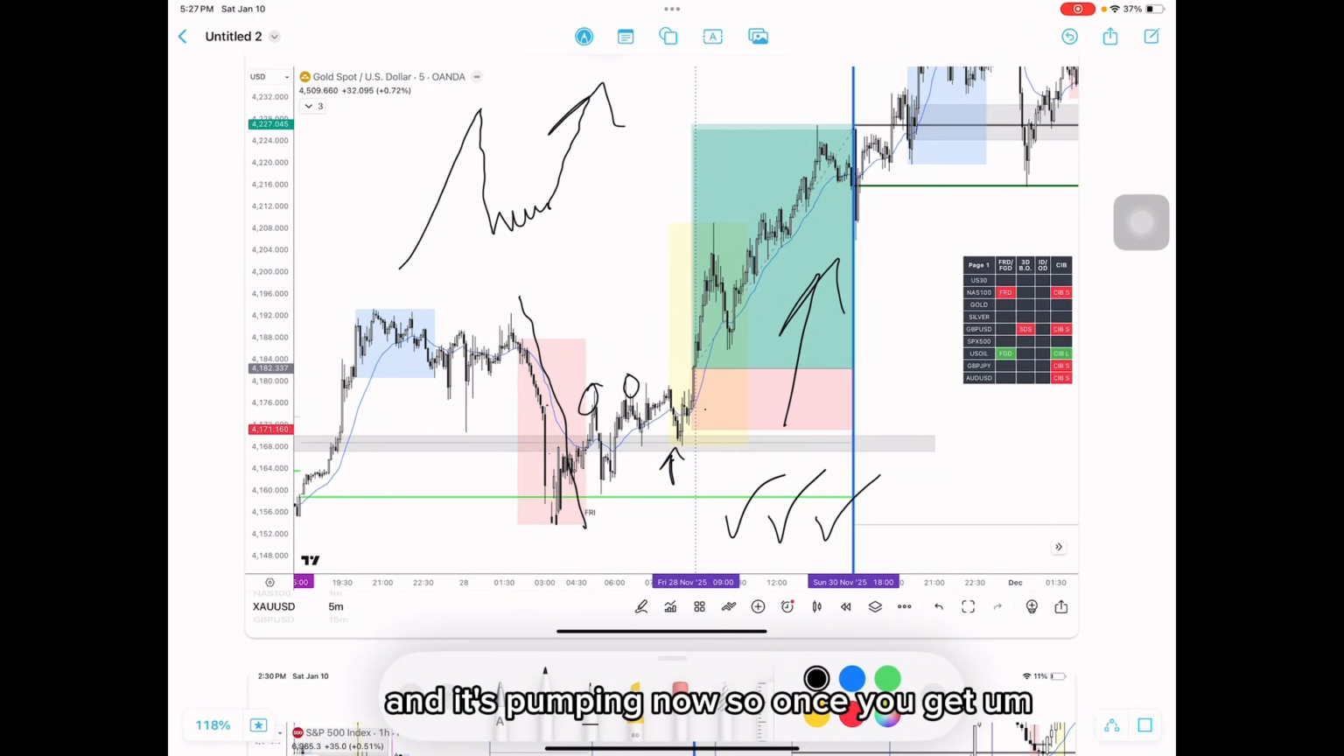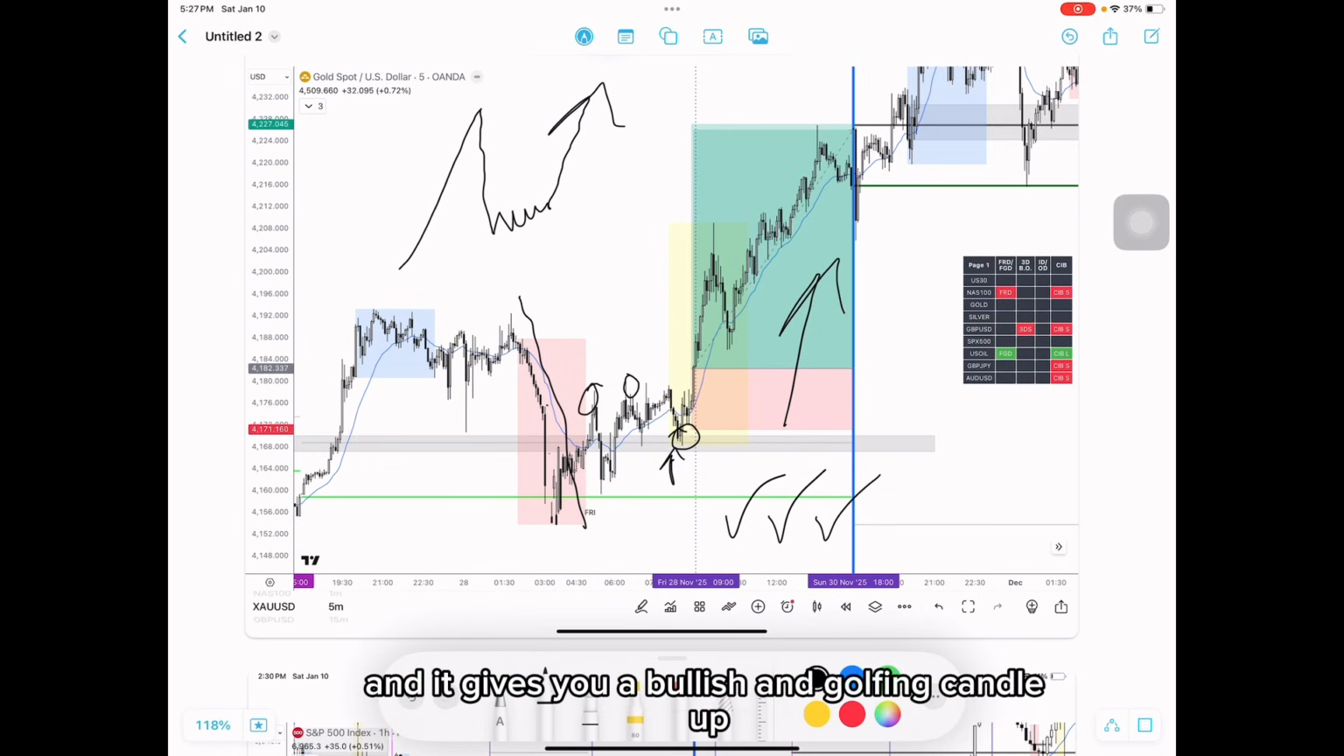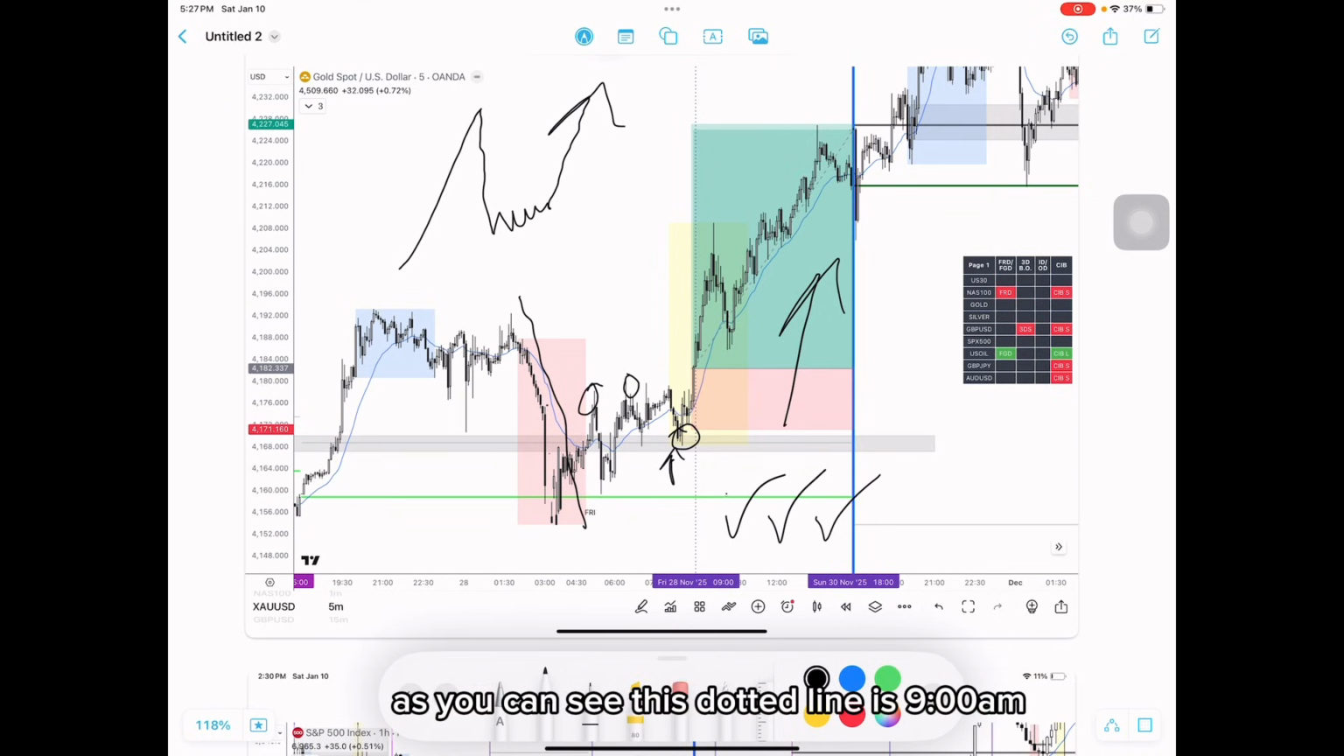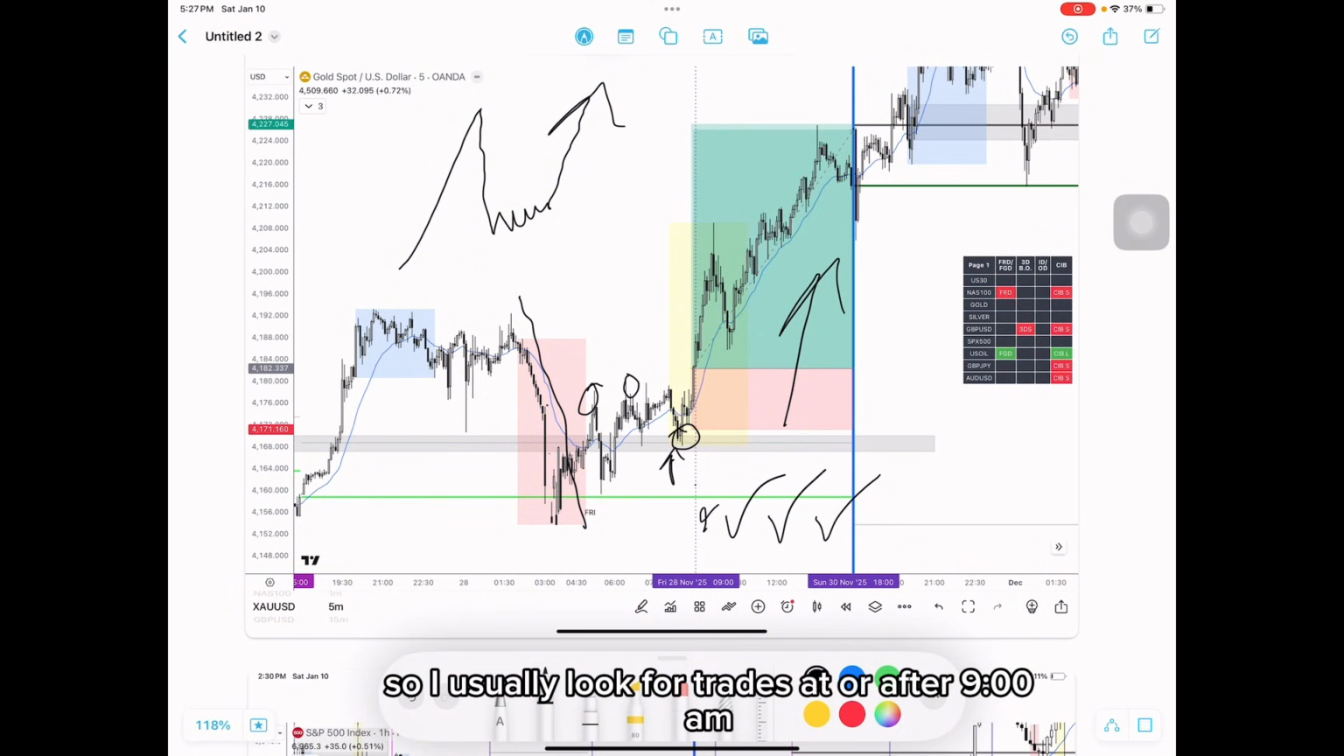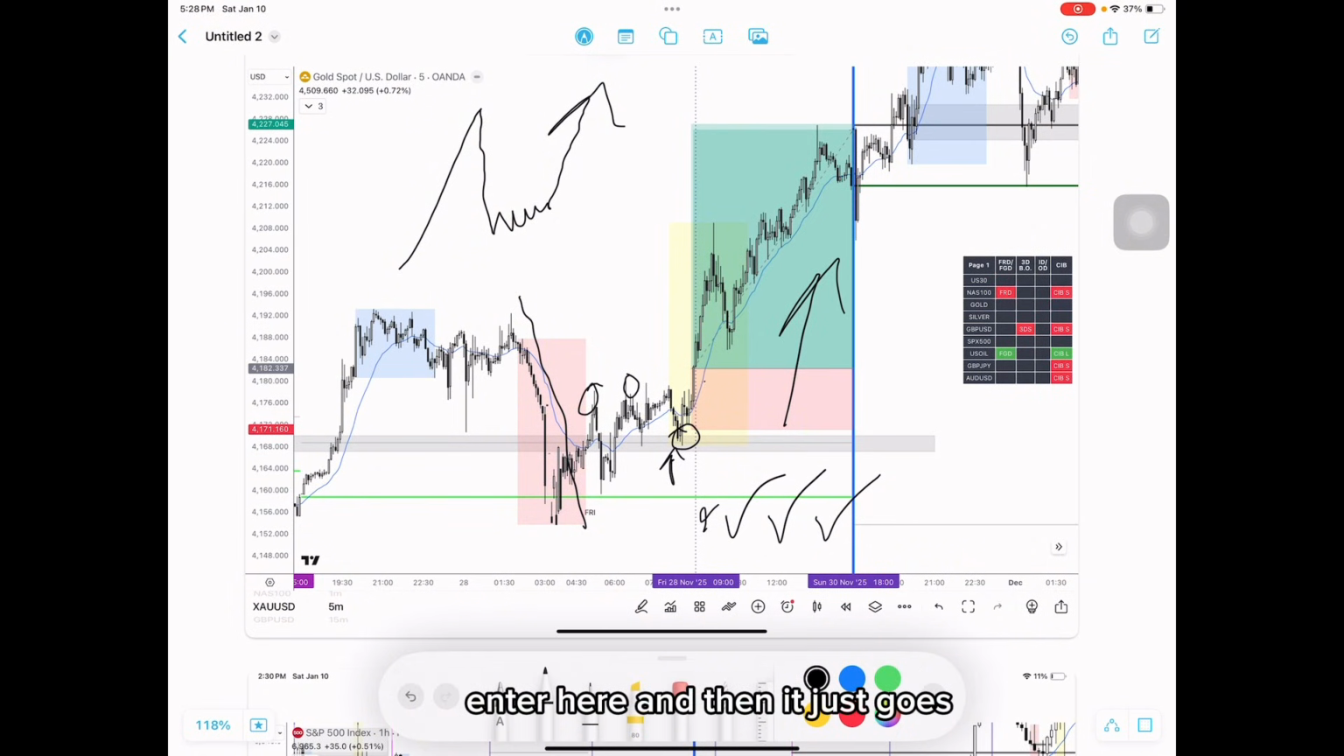So once you get higher highs on the inside, and you get that dump back down to a level, and it gives you a bullish engulfing candle up, you are safe to enter. I would enter here because, as you can see, this dotted line is 9 a.m. So I usually look for trades at or after 9 a.m. Enter here, and then it just goes.